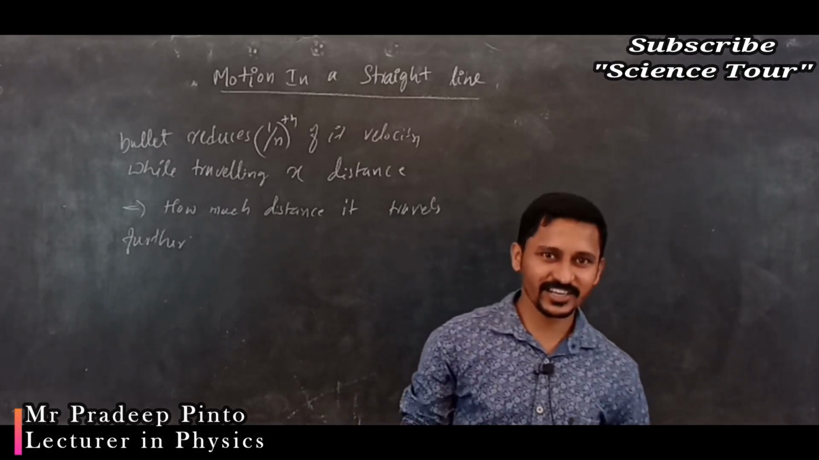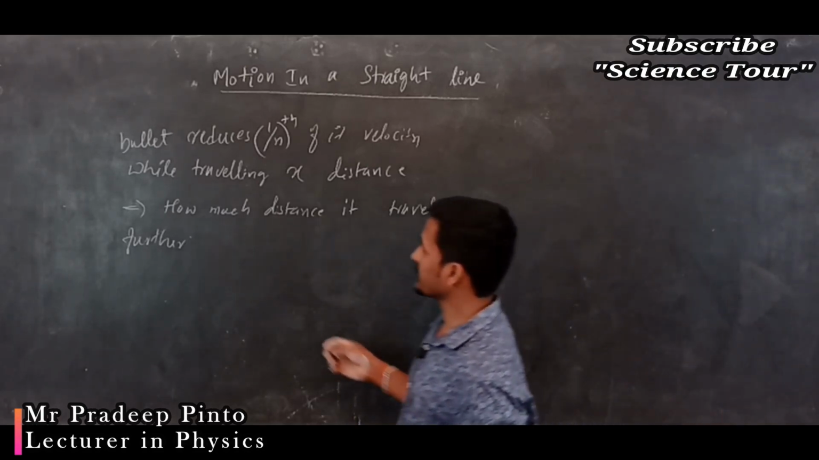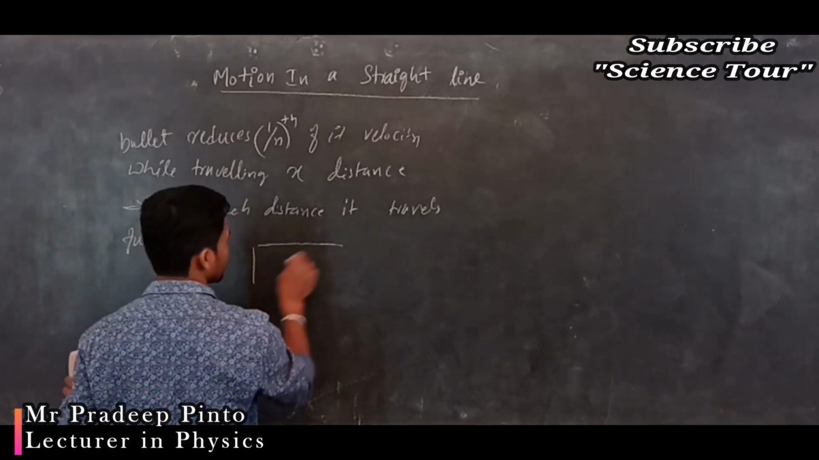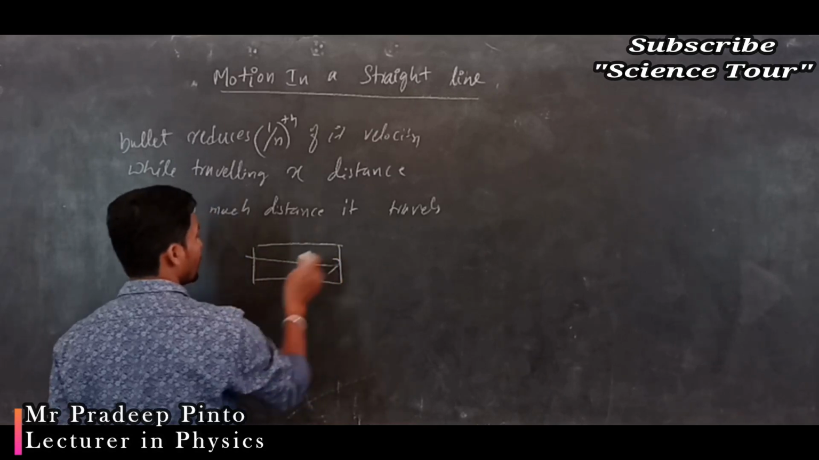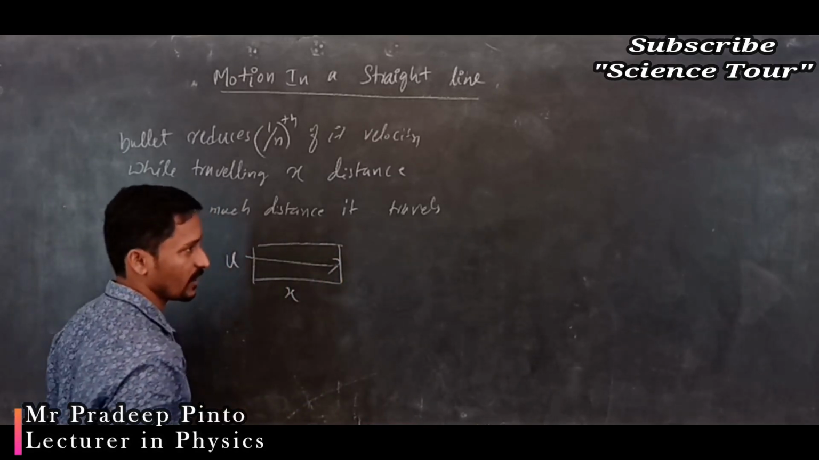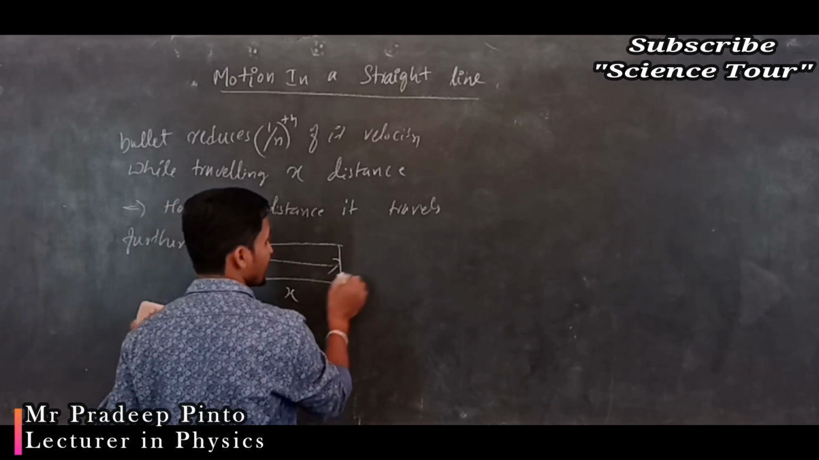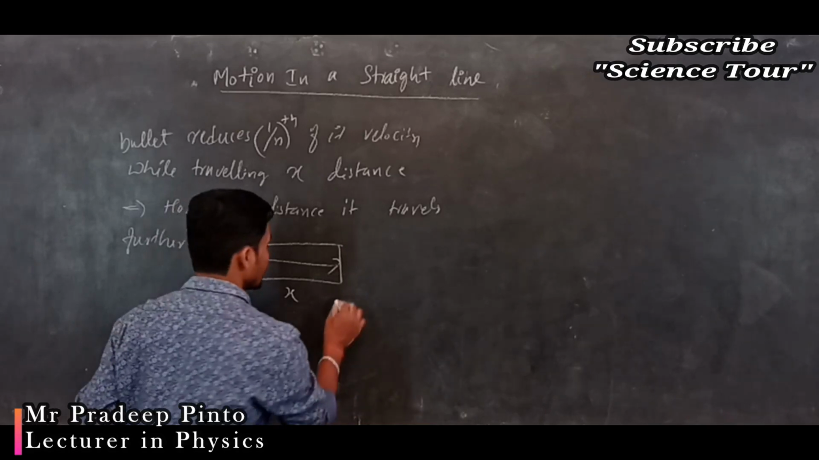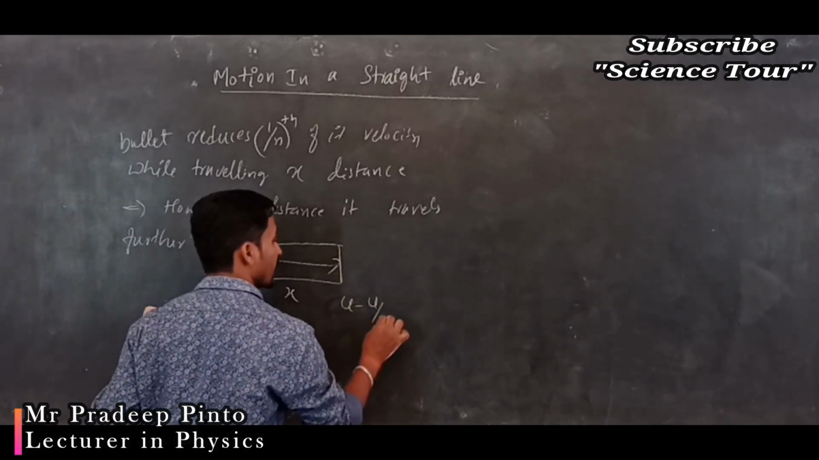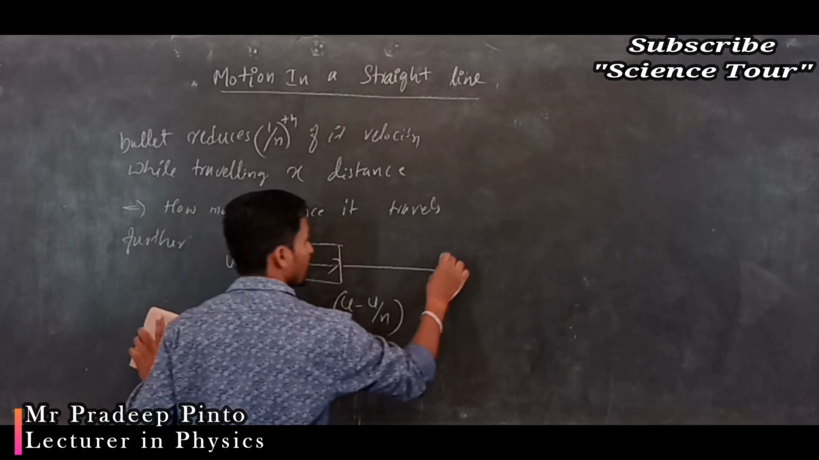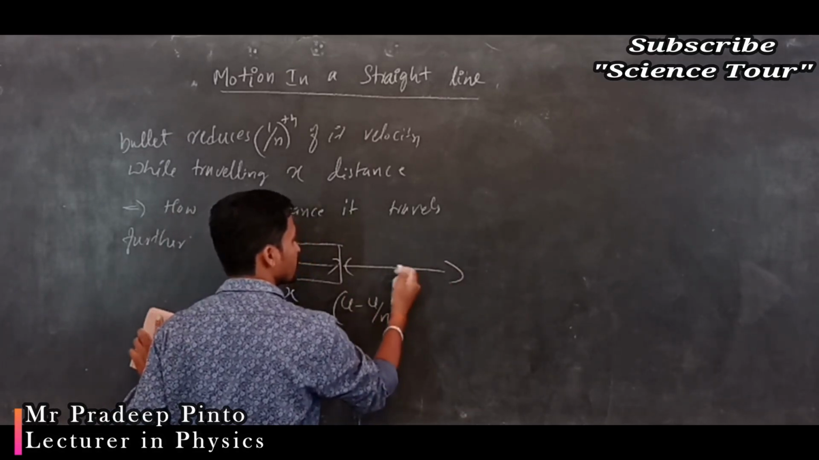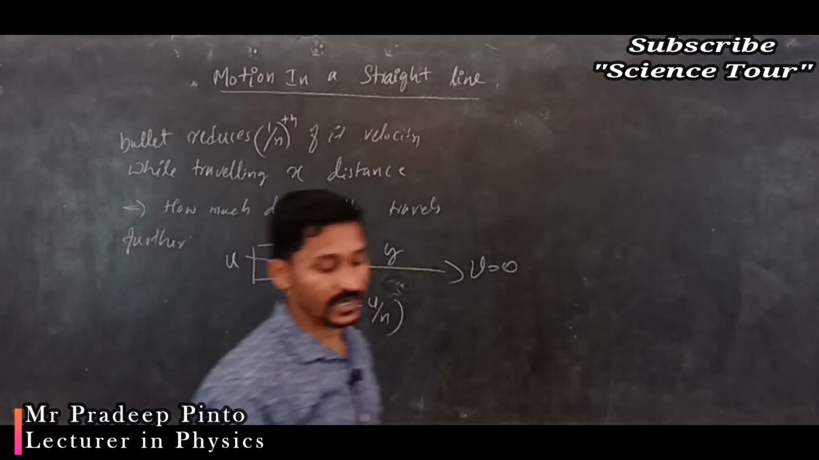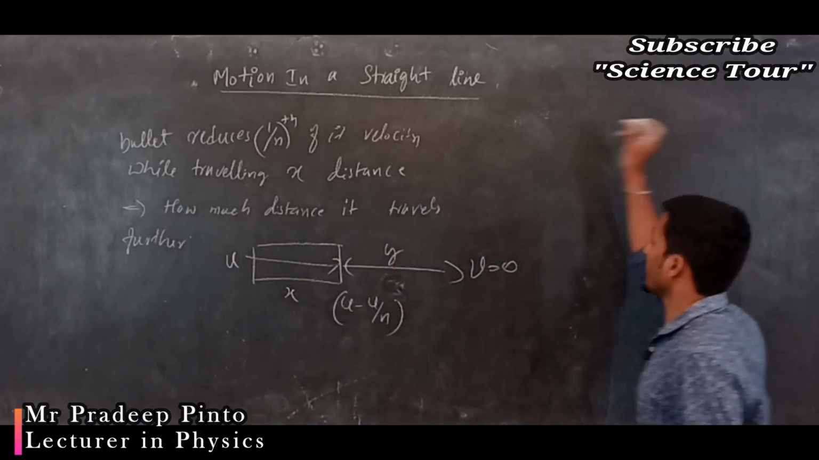Okay. So next what happens, see, a bullet reduces 1 by nth of its velocity while traveling a distance x in that plank. 1 by nth of means what, again the initial velocity was u, after traveling this x it will reduce to 1 by nth, means what is the remaining velocity, u minus u by n is the remaining velocity. Then it will travel y distance and velocity becomes 0. Then what is that distance y it has traveled?